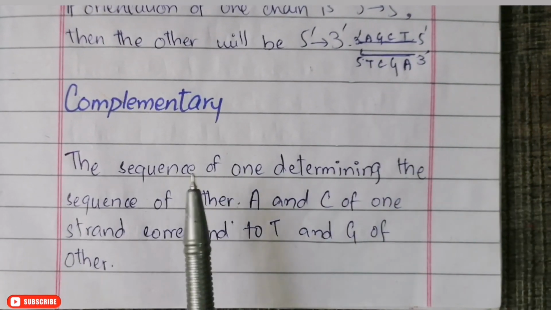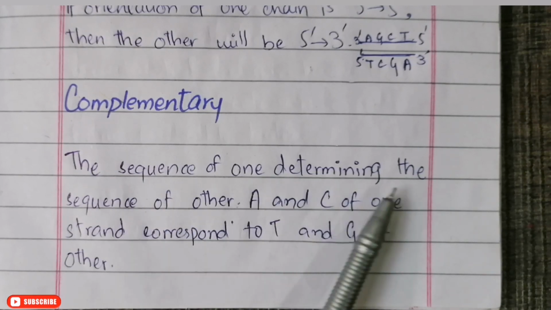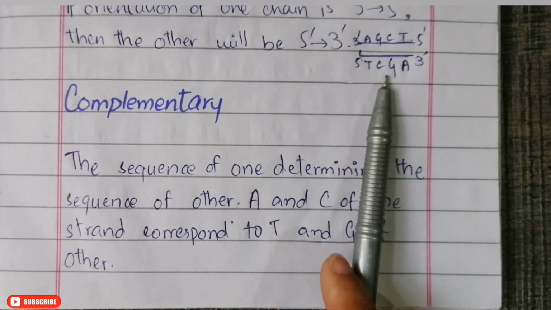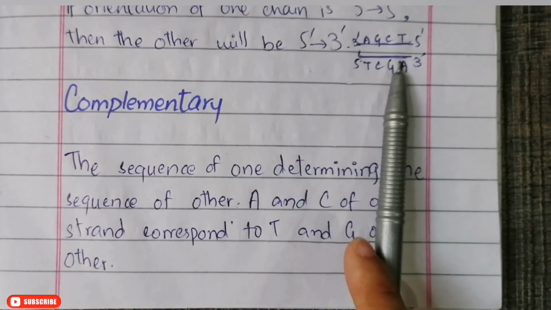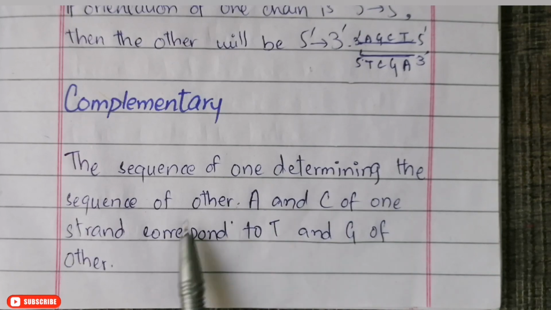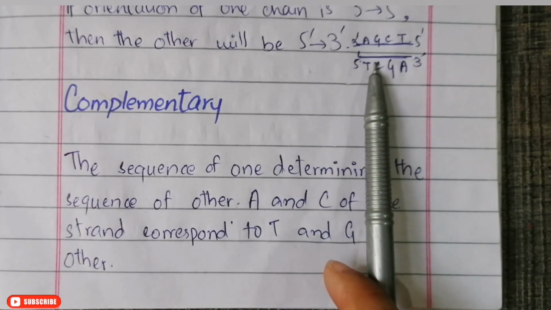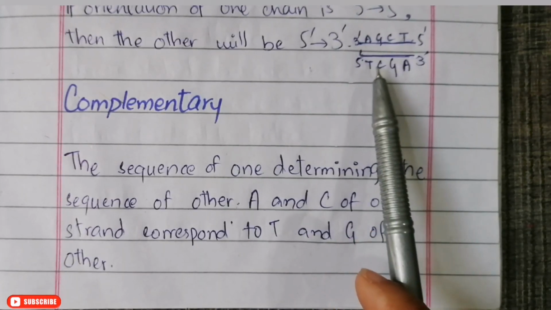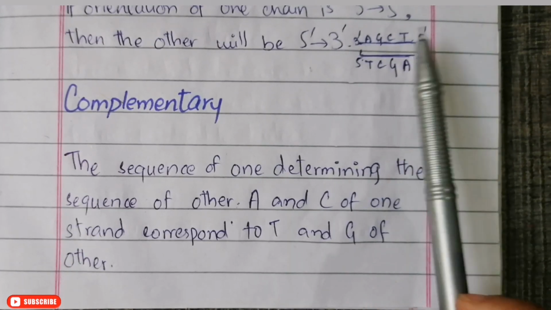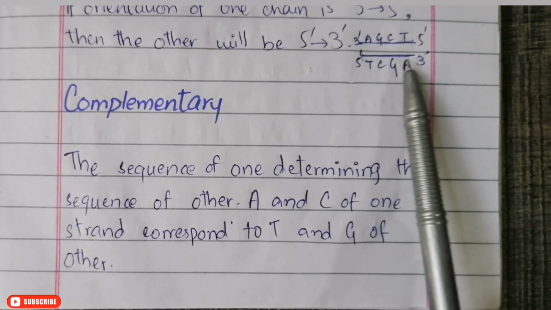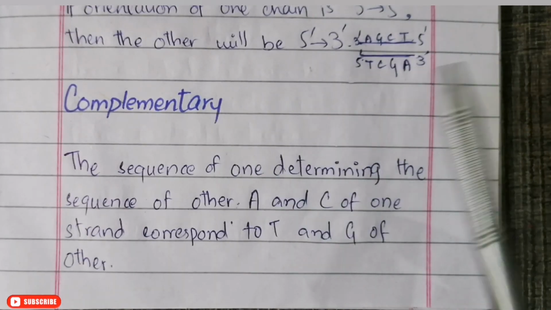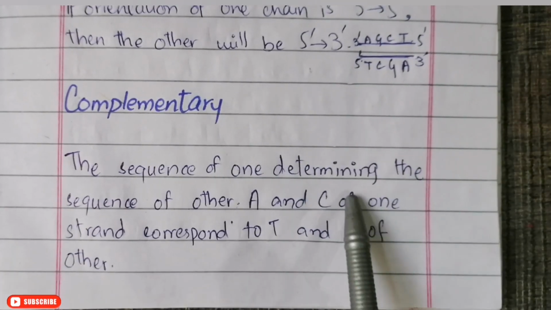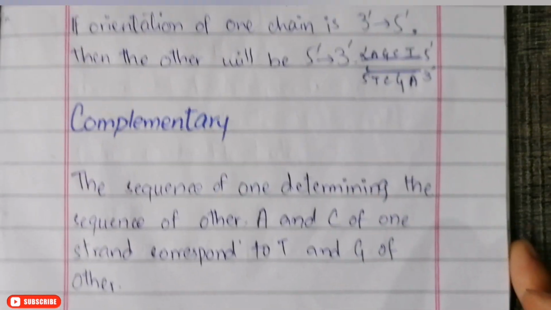Now, the complementary sequence of one determines the sequence of the other. Like I have already shown you, the sequence of one strand determines the sequence of the other strand in this way. A and C of one strand correspond to T and G of the other strand. Obviously one strand determines what the sequence of the next strand will be, so that they form the hydrogen bonds and ultimately the double helix structure of the DNA. So this is how the structure of the DNA forms. They are complementary to each other.